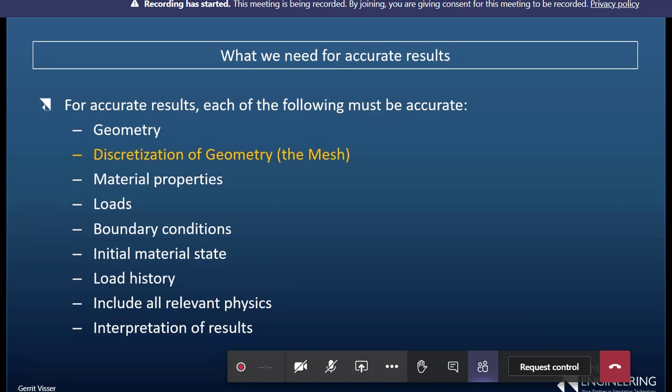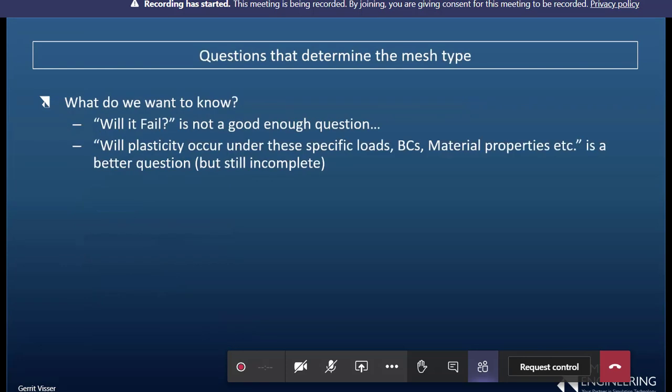In this session, we look at discretization of the geometry, the mesh, in other words. Some of the questions that we have to ask to determine the mesh type is, first, what do we want to know? A couple of simple examples.